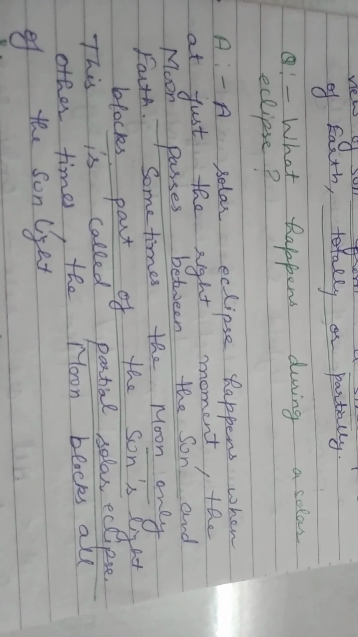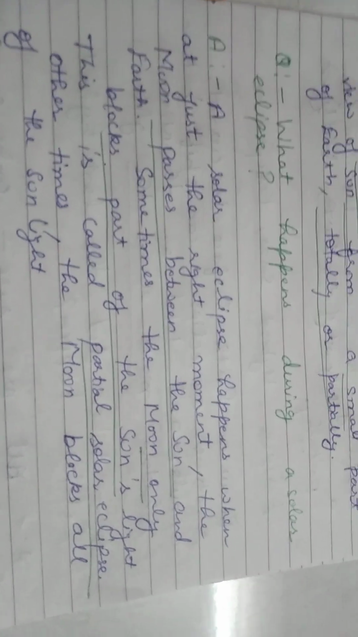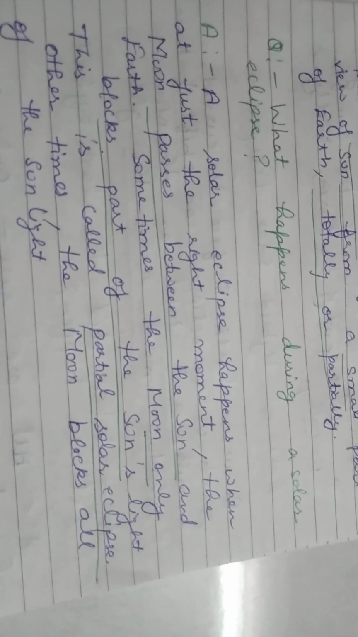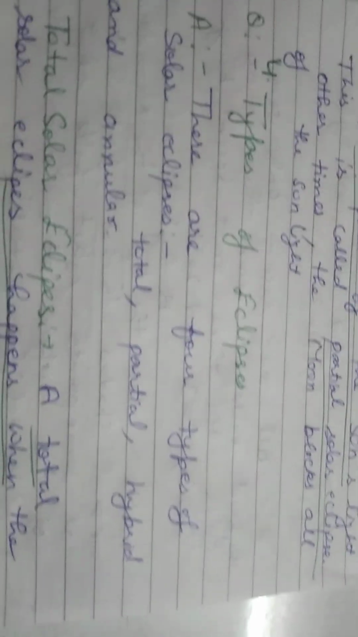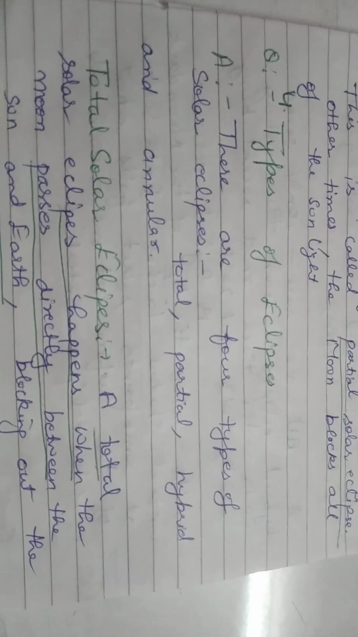Sometimes the question has to be there in competitive exams: what is partial solar eclipse? When the moon blocks part of the sun's light, then it is a partial solar eclipse. So, types of solar eclipse. There are 4 types of solar eclipse: total, partial, hybrid and annular.